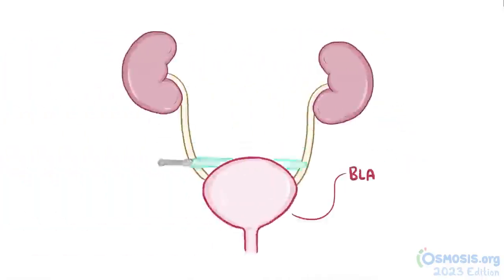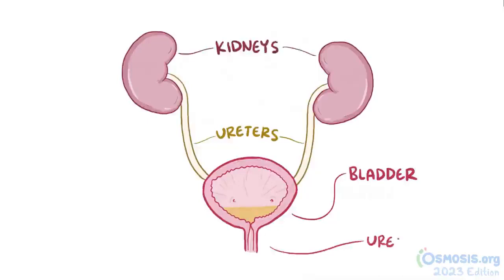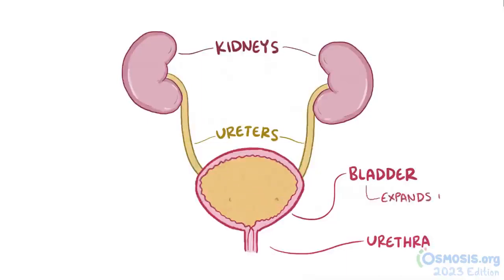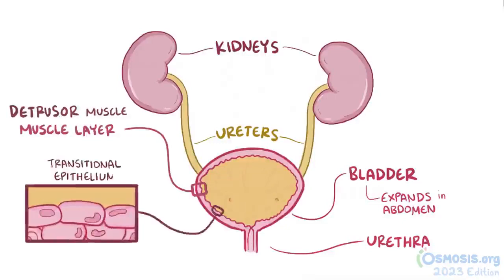Normally, urine's held in the bladder, which receives urine from two ureters coming down from the kidneys, and then that urine leaves the bladder through the urethra. As urine flows from the kidney through the ureters and into the bladder, the bladder starts to expand into the abdomen. The bladder is able to expand and contract because it's wrapped in a muscular layer, called the detrusor muscle, and within that, lining the bladder itself, is a layer of transitional epithelium containing umbrella cells.